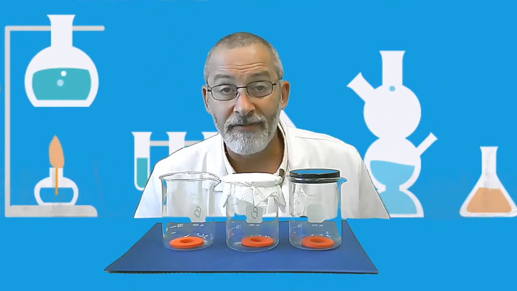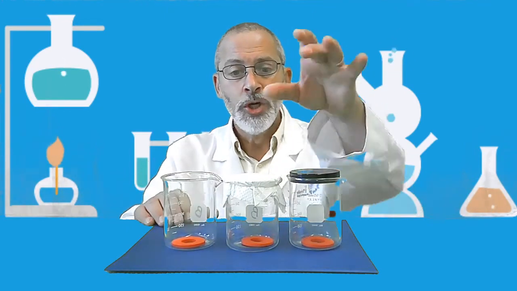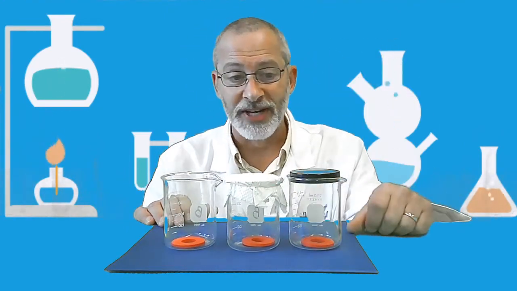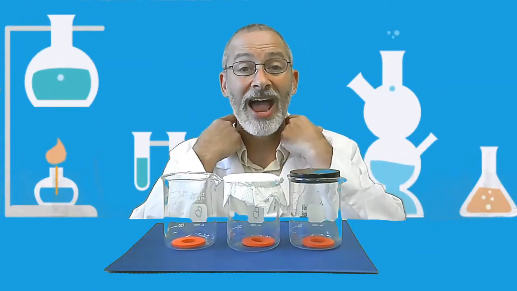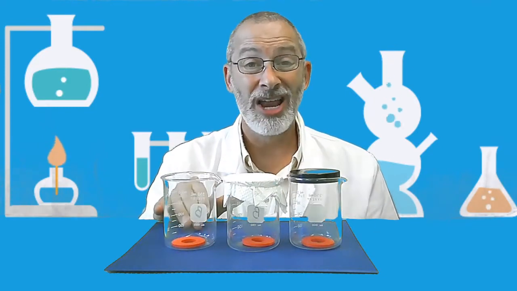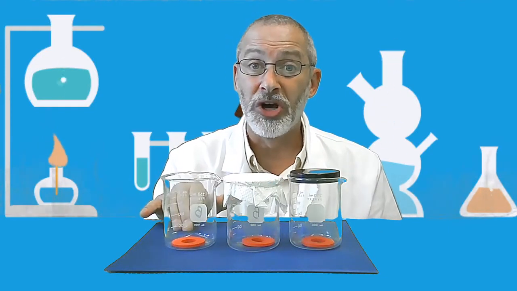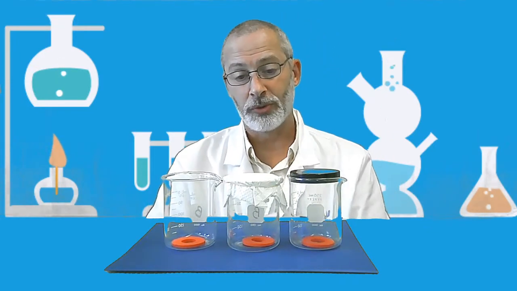So here we have 3 jars. We have an open jar. We have a jar with a cloth on the top. And we have a jar with a lid on the top. That is the variable between all 3 jars. There is a rotting piece of meat in all 3 jars, so that is a control. That is not a variable between them.